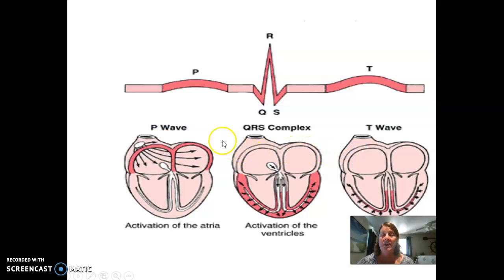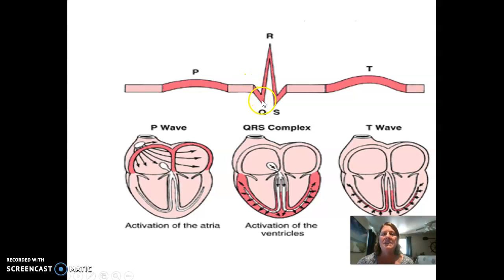Now, if the atria have depolarized and they do it in a nice, normal, rhythmic fashion from the sinus node itself, that P wave will be rounded, symmetrical, and the same going all the way across our strip. So the P wave tells us the atria have depolarized. A nice, normal, rounded P wave is going to let us know that it came from the sinus node. Then we said the AV node holds it for about 0.08 seconds to allow the atria actually time to contract.